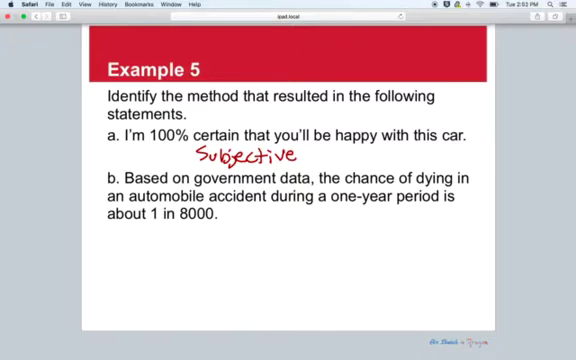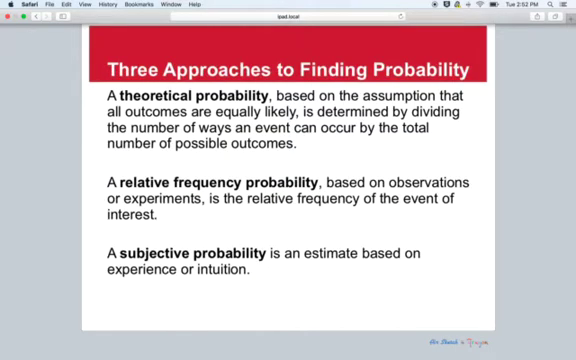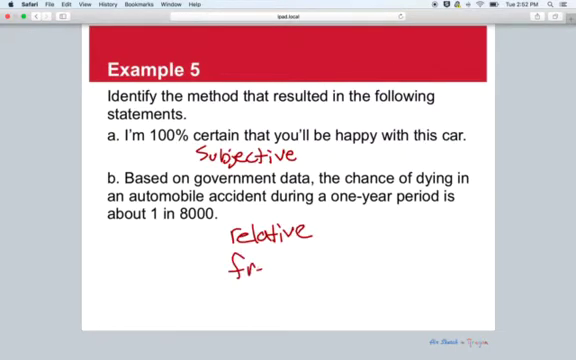Based on government data, the chance of dying in an automobile accident during a 1-year period is about 1 in 8,000. So this one is going to be a relative frequency probability, right? Because this is based on data that the government has collected in a 1-year period. It's based on car accident data, and they're just looking at the number of people who died versus the number of accidents and coming up with this relative frequency probability.